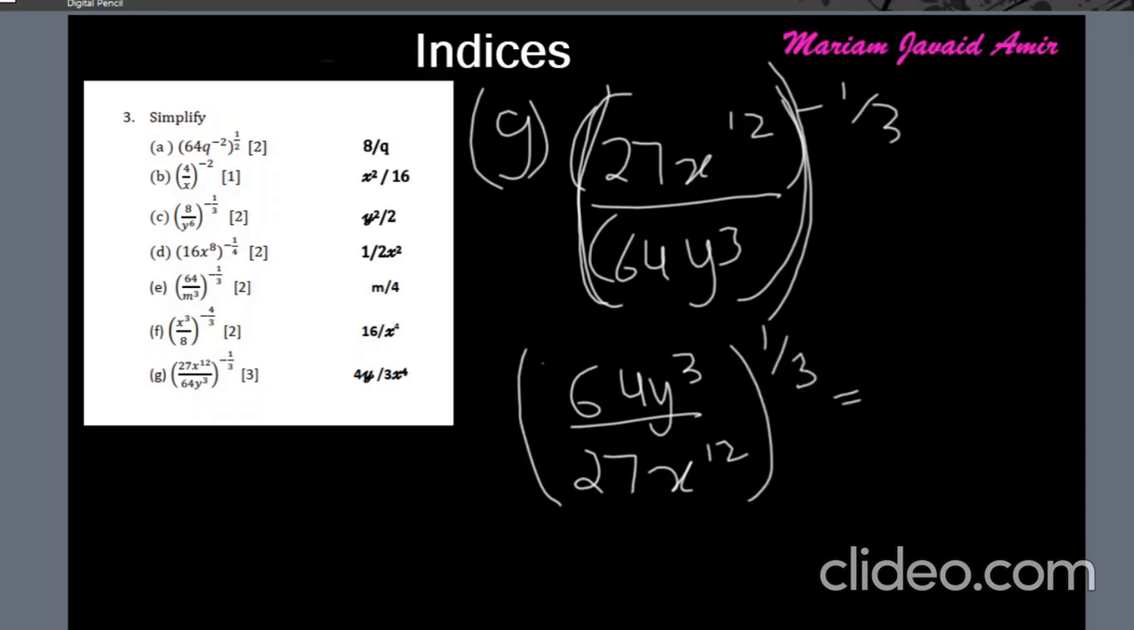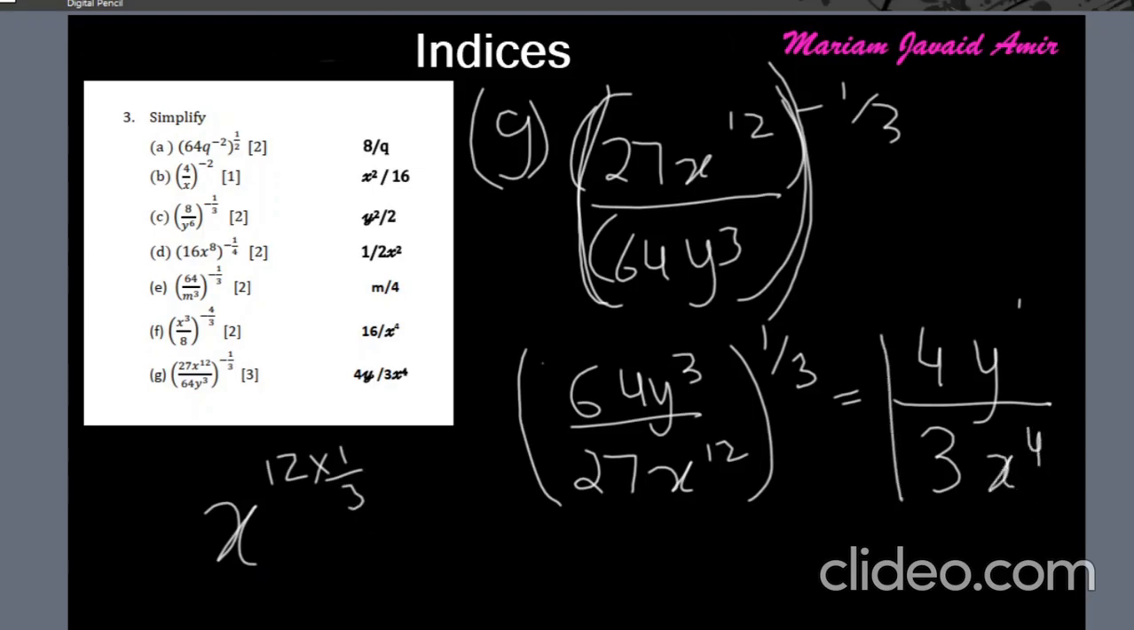Now I'll be doing these directly. First I'll be writing 64 power 1 over 3, which means cube root of 64, which is 4. Then y cube times 1 over 3 will be y power 1. Over 27 power 1 over 3, which means cube root of 27, which will be 3, and then x power 12 times 1 over 3 will be x power 4. So this is the answer for part G.